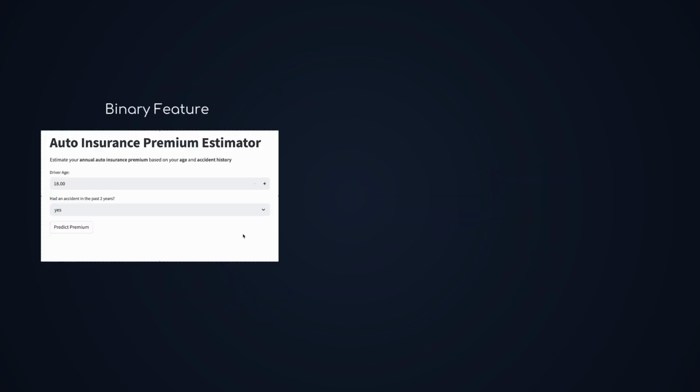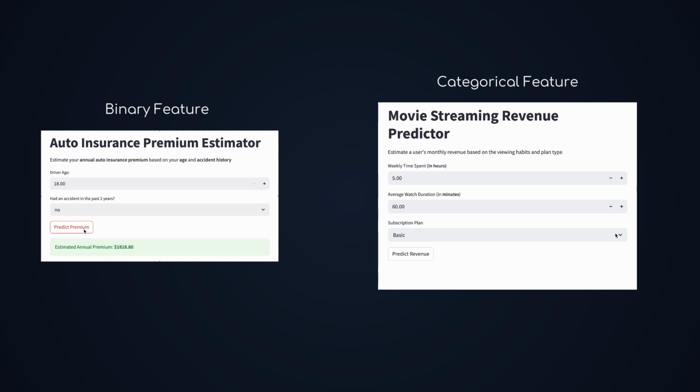And unlike our last project, where we handled a binary yes or no feature for accident history using binary encoding, here we'll deal with multi-class categorical data, which is the subscription plans, using One Hot Encoding. If you haven't seen the last video yet, be sure to check it out to understand how binary features are processed before continuing with this one.